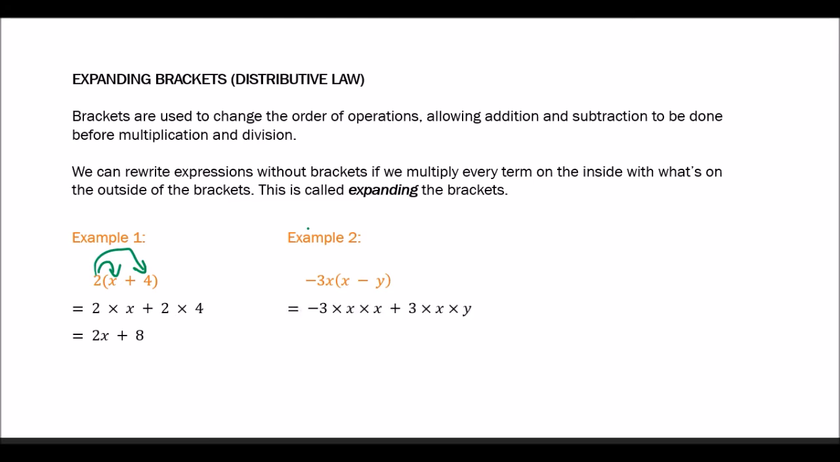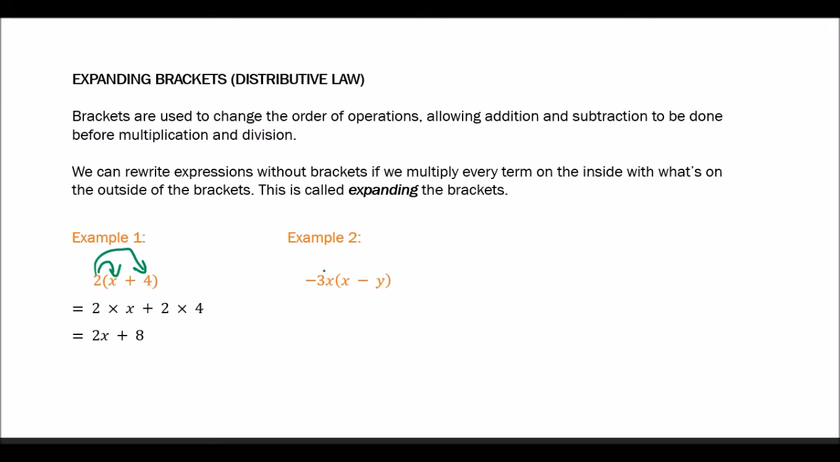So negative 3x times the x, and then negative 3x times the negative y. Now you don't have to break it down like this, as it can get a bit confusing. So the answer for this one is negative 3x squared plus 3xy. But I will, without the working out, show you how to do this really easily.